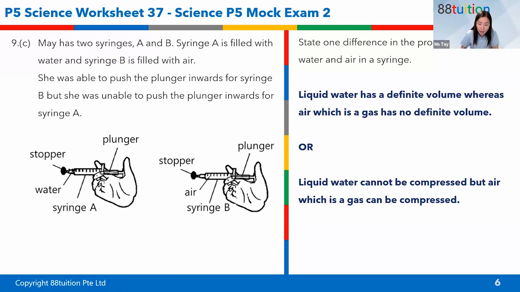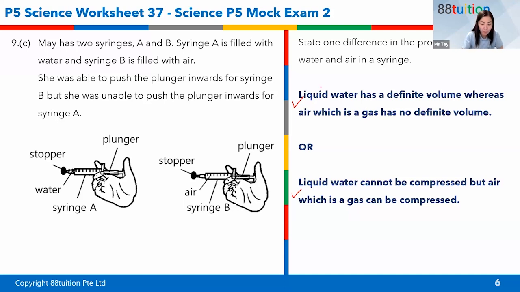So in this case, I have written this one, right? Some students would have written the one on volume. Nothing wrong. Same concept because they are very much related. Can we say water has a definite volume, but air does not have a definite volume? Yes, you can say that.